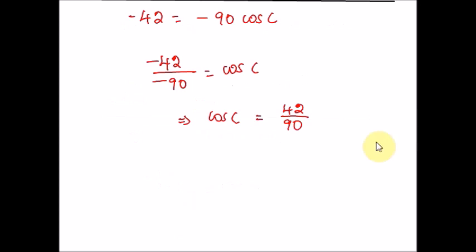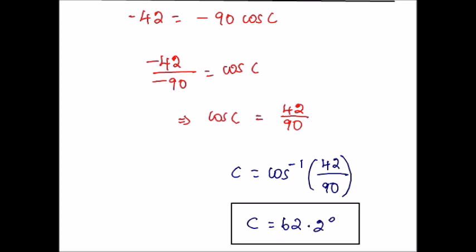We need the value of C only, so we can get rid of cos. How can we get rid of cos? Just by taking cos inverse on both sides. Cos inverse of cos will vanish. Here is where you can use a scientific calculator. Cos inverse of 42 over 90 will give you 62.2 degrees. I have rounded the answer to one decimal place. Therefore, the unknown angle C is 62.2 degrees.